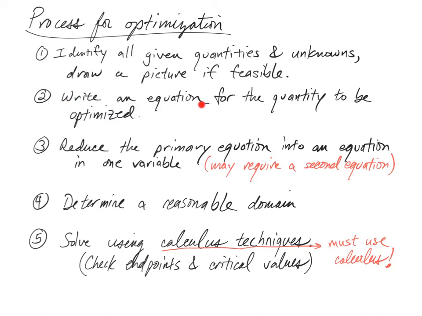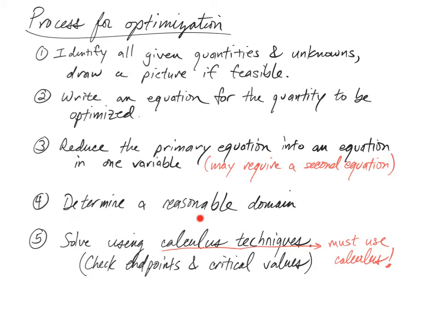The second step is to write an equation for the quantity to be optimized. So again, if you're trying to maximize an area, write out that area equation. Or if you're trying to minimize cost, then write out that cost equation. And when you write these equations out, you may end up having an equation that has 2 or more variables on the right side. So what you want to do is to make sure that you can reduce that equation into an equation in one variable. And this may require a second equation or a secondary equation to help you turn the equation into one variable.